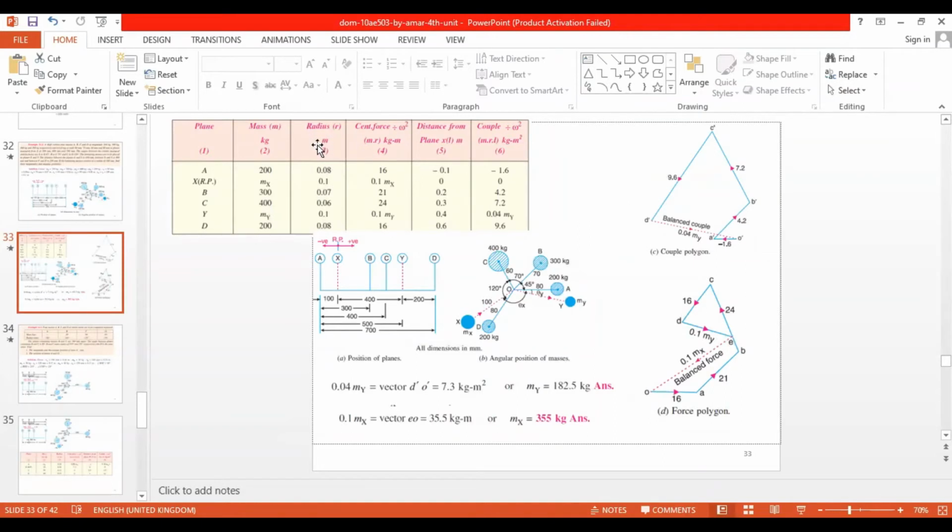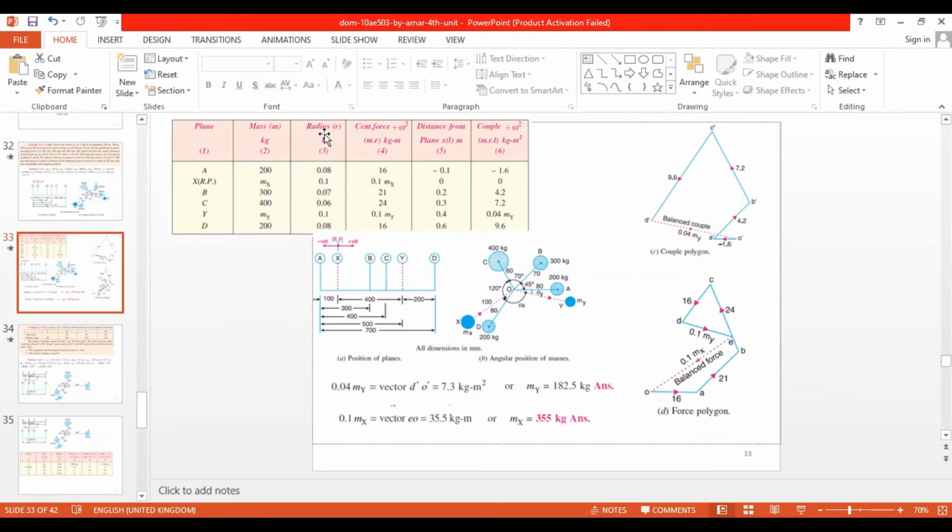You can either write the radius in meter or, if you wish, in millimeter also. But whatever you do, keep the units identical throughout the numerical. Don't change between the units, otherwise you may end up mixing up meter and millimeter, and you will end up with a kind of decimal problem.